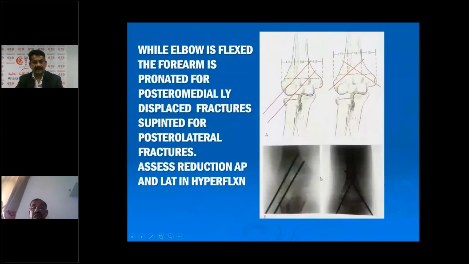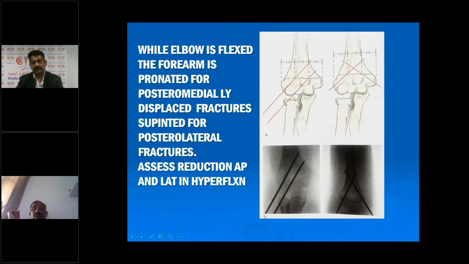Once the elbow is flexed, reduction is obtained. The forearm is pronated for posteromedially displaced fractures to tighten the periosteum medially, and supinated for posterolateral fractures. We assess the reduction in AP and lateral in hyperflexion and maintain it like that, and then we go for the pinning. So these are the pinning techniques, the two lateral pins, as you can see.